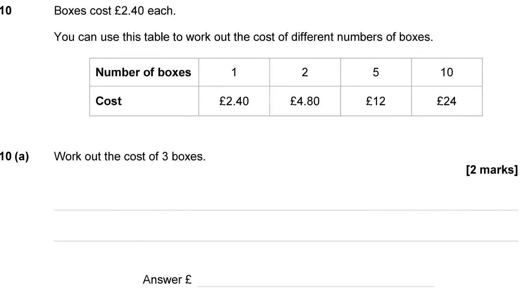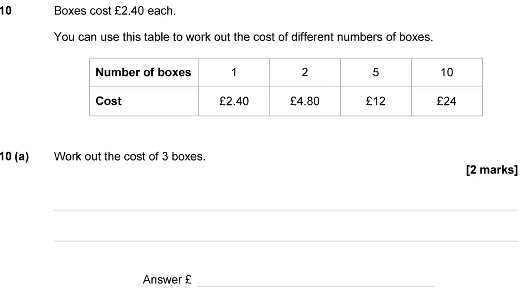Question 10. Boxes cost £2.40 each. You can use this table to work out the cost of different numbers of boxes. Okay, so we can see one box costs £2.40, two boxes cost £4.80, five boxes cost £12, and 10 boxes cost £24. Work out the cost of three boxes.